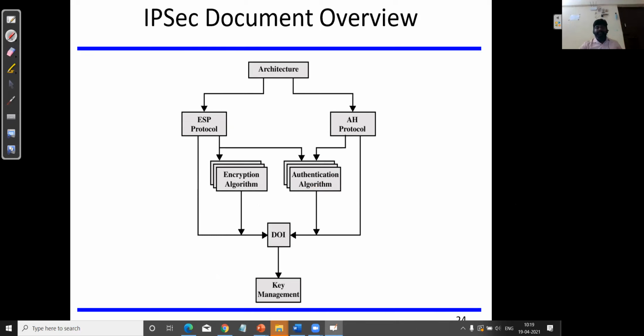Next, we'll quickly cover the IP security document overview. This is the architecture of the IP documents. The document refers to how these functionalities and processes are carried out. The architecture consists of the complete architecture of IP security with the different entities or elements. This IP security can be implemented using two methods. The first one is the authentication header protocol, and the second one is ESP, which is encapsulating security payload.